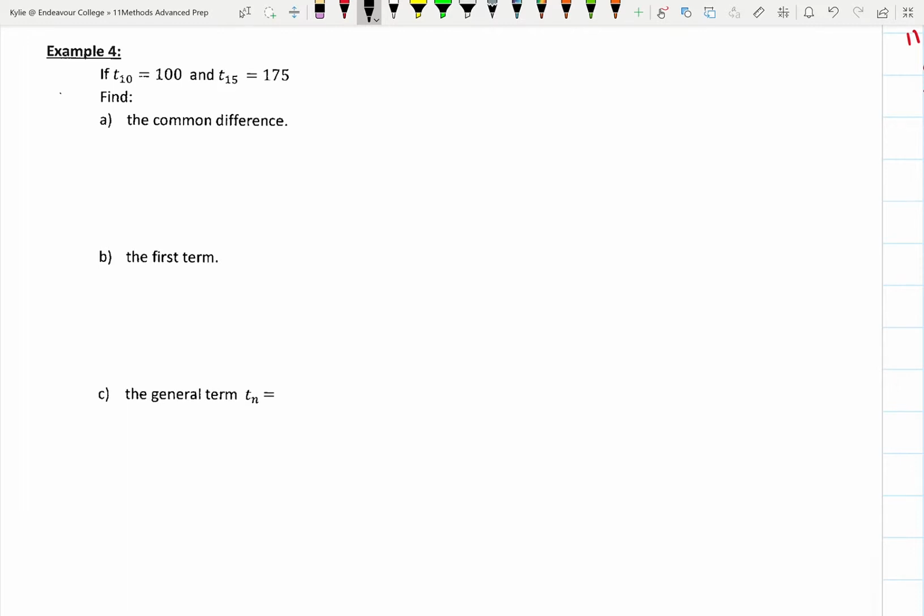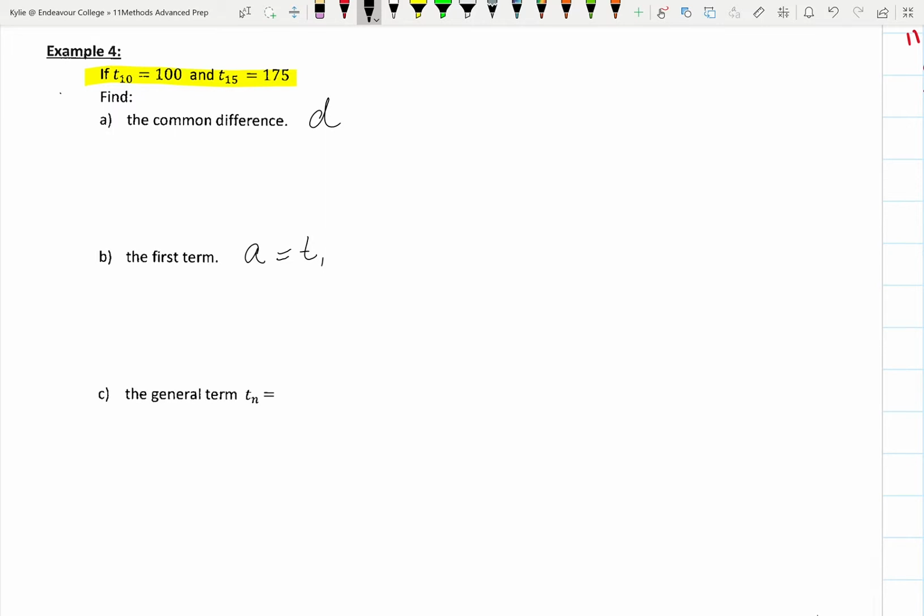For this example 4, we're given two terms that are in an arithmetic sequence, T10 and T15. We're asked to find the common difference, which we've called D, the first term, which we've called either A or T1, and then the general term in the explicit form. The way that we do it is this.